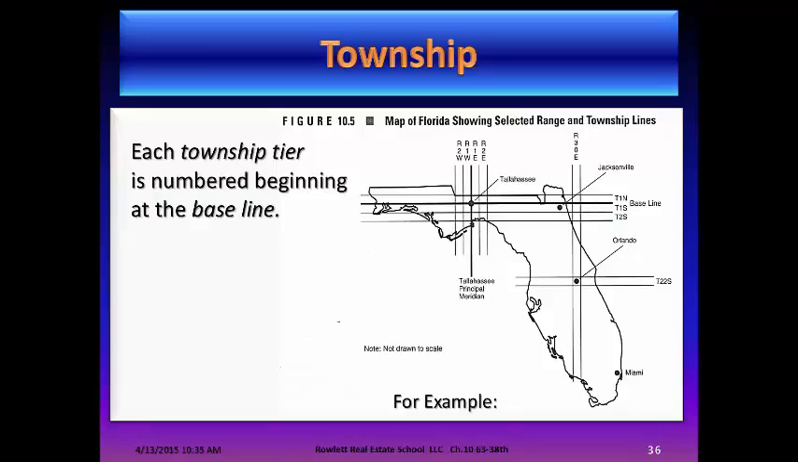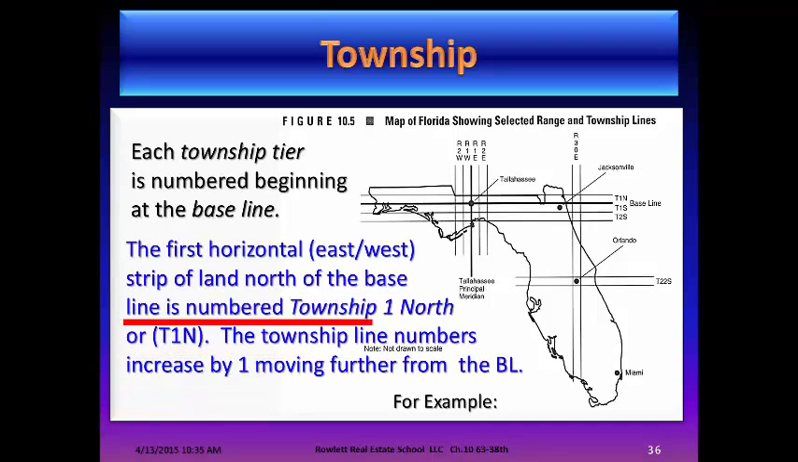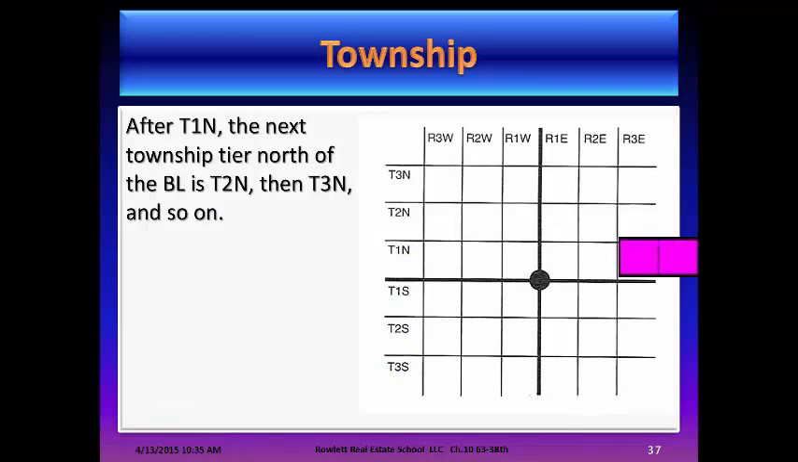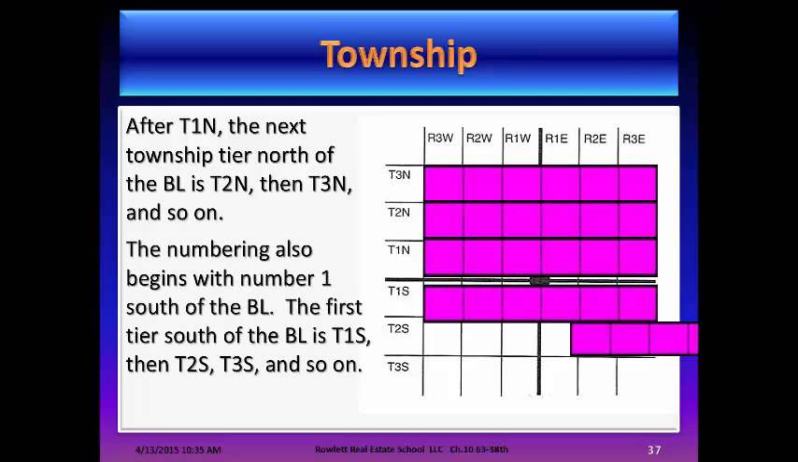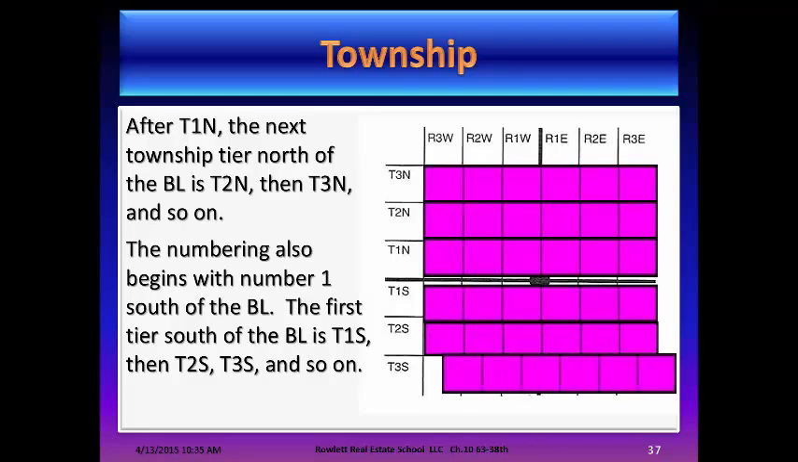Each township tier is numbered beginning at the baseline. The first horizontal east-west strip of land north of the baseline is numbered Township 1N or T1N. The township line numbers increase by 1 moving further from the baseline. For example, after T1N, the next township tier north of the baseline is T2N, then T3N, and so on. The numbering also begins with the number 1 south of the baseline. The first tier south of the baseline is T1S, then T2S, T3S, and so on.